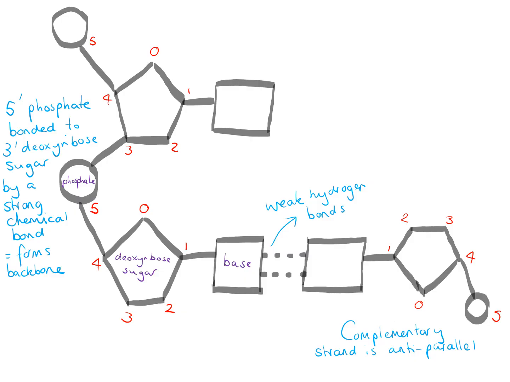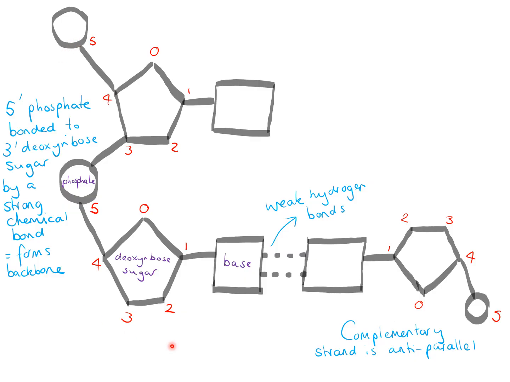So now we need to start looking at the complementary strand of DNA. So the other strand runs in the opposite direction, and we call this anti-parallel. And we can see here that the 5' end of this strand is here, and on the other strand your 5' end is here. So that is what we mean by anti-parallel. They run in opposite directions.